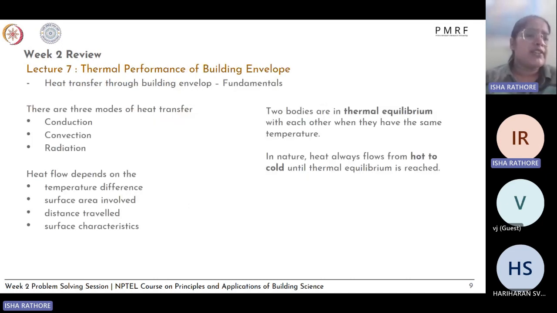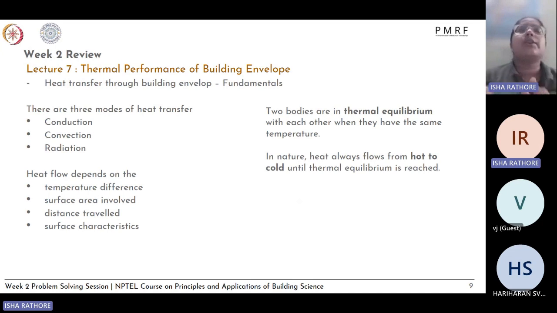Then we moved on to lecture 7, where we looked at the thermal performance of building envelopes. So here we looked at heat transfer through building envelopes and the fundamentals around it. We also discussed this in last week's lecture briefly. So there are 3 modes of heat transfer. We have conduction, convection, and radiation.